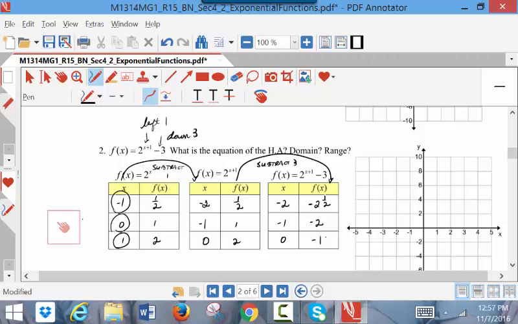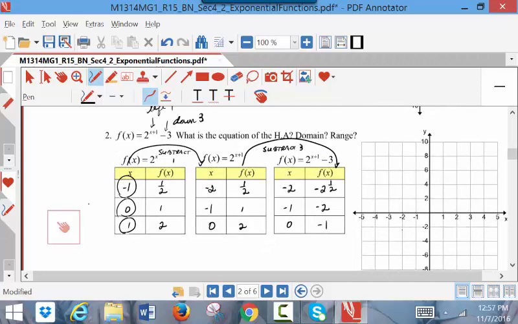All right, let's try to graph it. Negative 2, negative 2.5, about right here. Negative 1, negative 2. 0, negative 1. Now you've got to remember this is an always increasing graph. Okay, where is my horizontal asymptote?